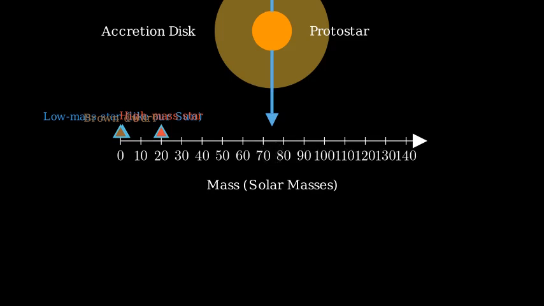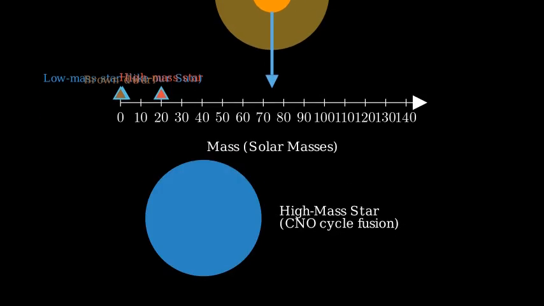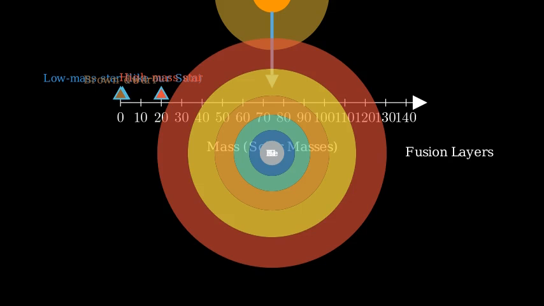High-mass stars follow a different evolutionary path. A high-mass star burns through its fuel much faster than a low-mass star. It fuses hydrogen into helium primarily through the CNO cycle rather than the proton-proton chain that powers stars like our Sun. After exhausting its core hydrogen, a high-mass star expands into a supergiant, even larger than the red giants formed by low-mass stars. Because of its greater mass and higher core temperature, a high-mass star can fuse elements beyond helium. It undergoes a sequence of fusion processes, creating carbon, oxygen, silicon, and eventually iron in its core.